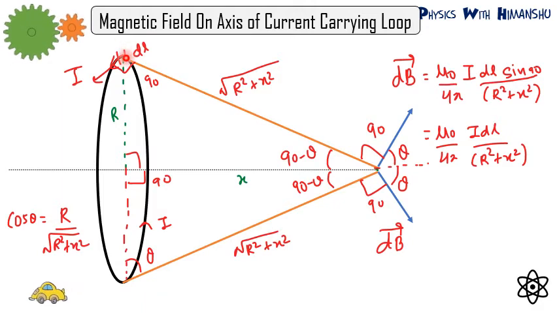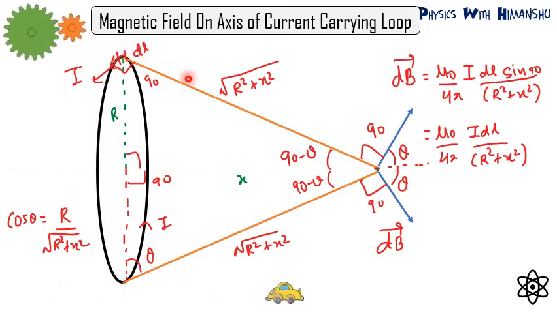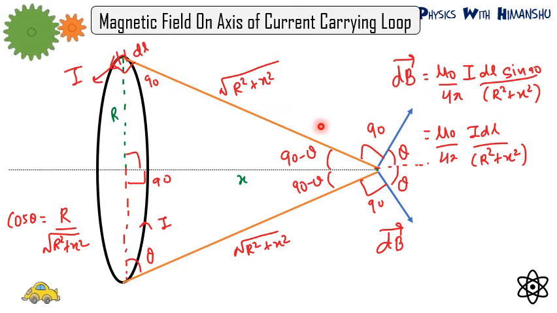Okay, if you join this point with this point, the length element will be outwards, and the angle between the length element dl and r will be 90 degrees. Please remember this, this is a 3D figure. Now for the magnetic field, if you know the vector form, dB is dl cross r. So the magnetic field will be perpendicular to the length element and also perpendicular to r. This is our r vector, the line joining the point and the length element. So the magnetic field will be perpendicular.